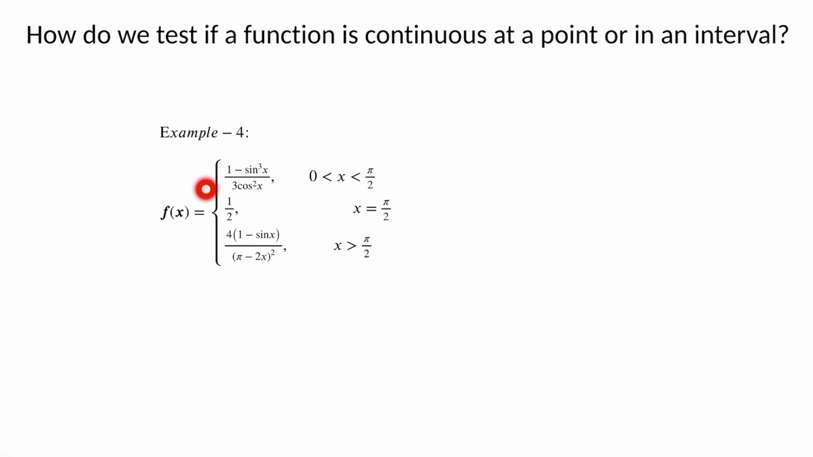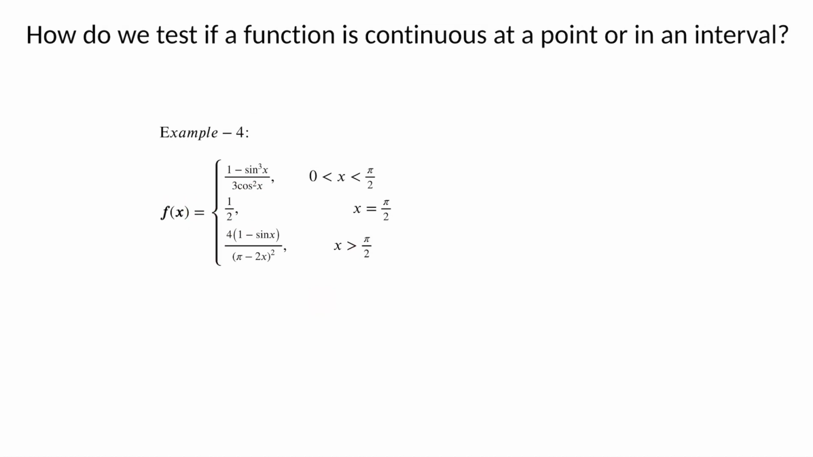Because while it takes a value of 1 by 2 at that value of x, we need to check its limit as we approach x equal to pi by 2 from the left hand side, which is the expression that it takes there, and the limit as we approach x equal to pi by 2 from the right hand side, which is when it takes this particular expression. Do those two limits approach the same value that it takes at x equal to pi by 2, and that value is 1 by 2? If it does, then this function would be continuous, right? So we need to test for those limits.